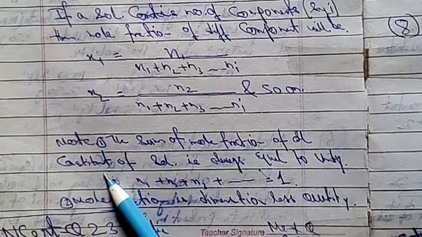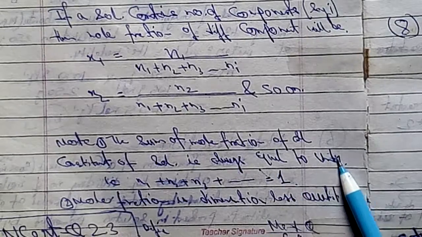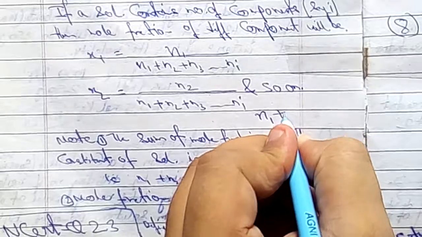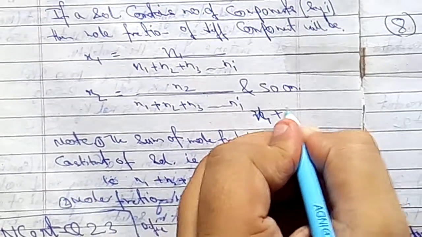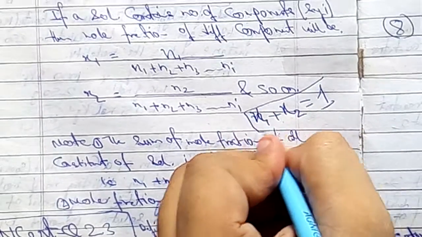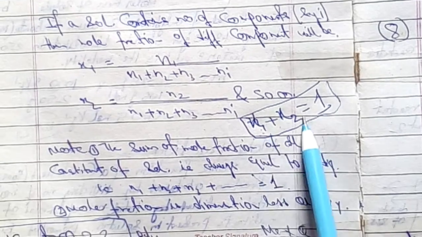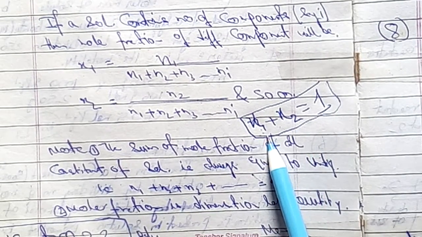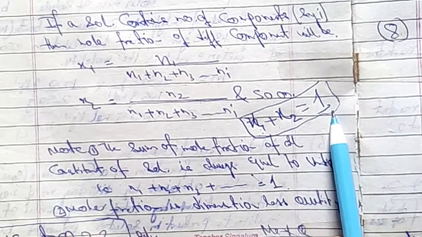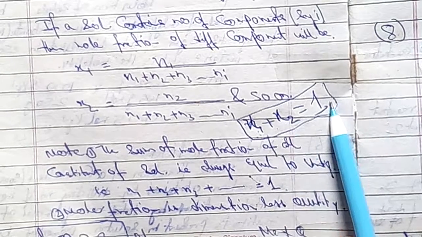Here is a note: the sum of mole fractions of all constituents of a solution is always equal to unity. That means the mole fraction of solute X1 plus the mole fraction of solvent X2 is equal to 1. So if we get any one, we are able to calculate the other one. The mole fraction of solute we are taking as X1, and the mole fraction of solvent, the sum of both will be equal to 1. So if you know the mole fraction of solute, you can get the mole fraction of solvent by subtracting from 1.